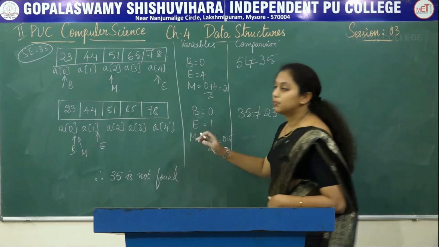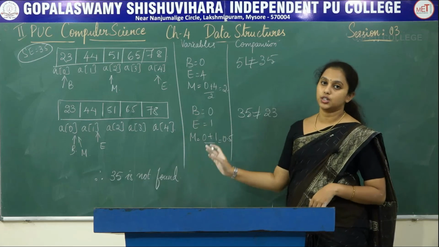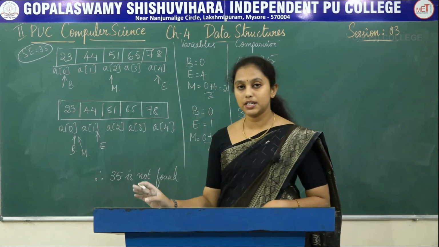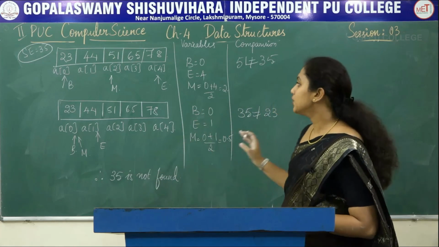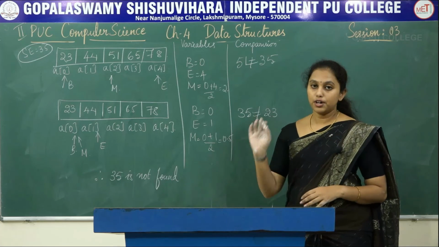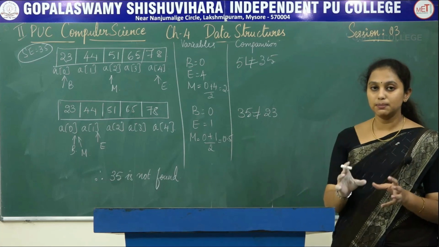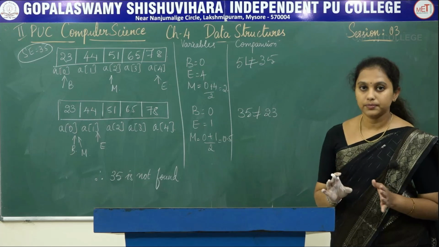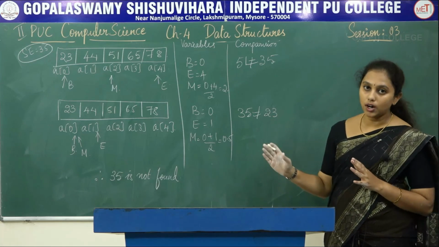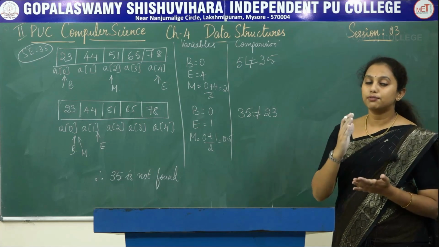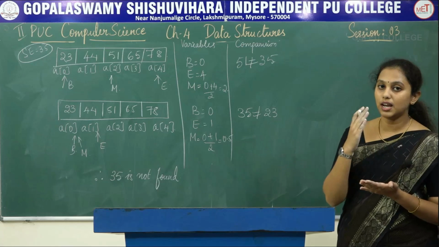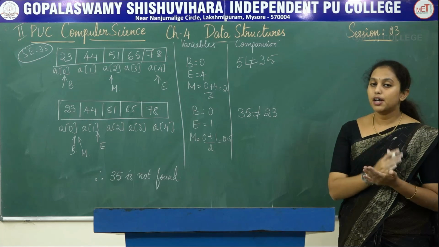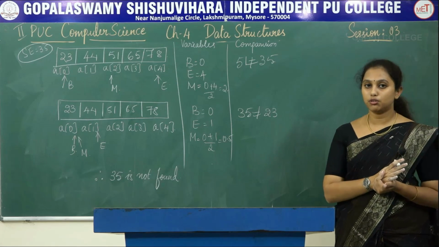I hope you understood how to search the location of an element using the binary search algorithm. So first we have to check whether the elements of the array are in sorted order or not, that is in ascending order. Then we have to mark the beginning as well as the end. Then we have to find the middle element of the array.